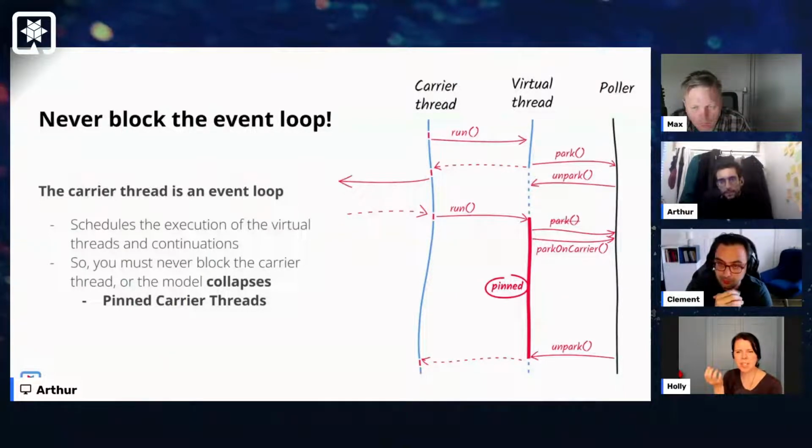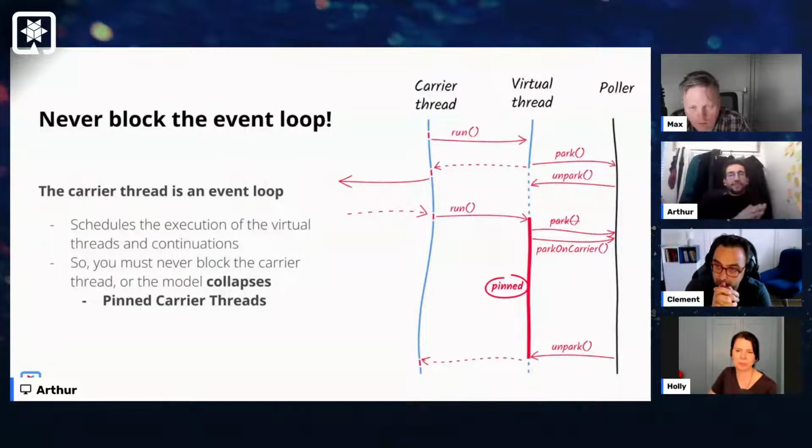So is there a distinction? I hadn't realized this before. Is there a distinction between normal garden variety threads and the carrier thread, and so the carrier thread is a more precious, unblockable resource? So carrier is just a functional term, right? It's not actually a different kind of thread. It's just a platform thread that is actually running a virtual thread. It's called a carrier. Yeah.